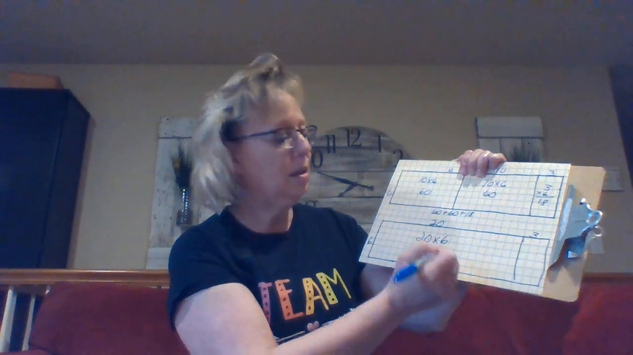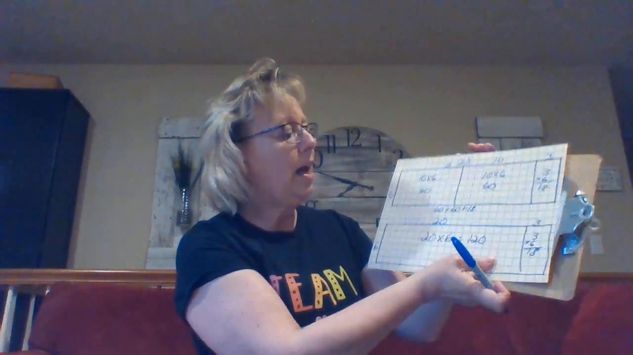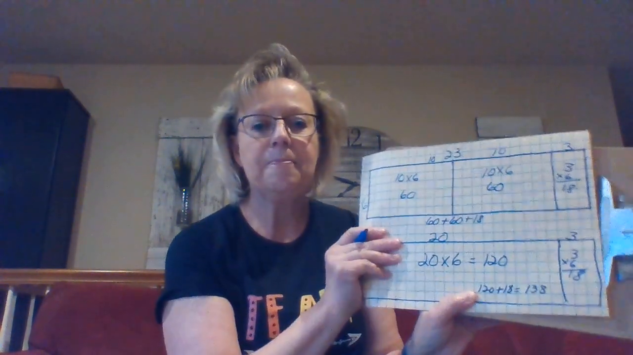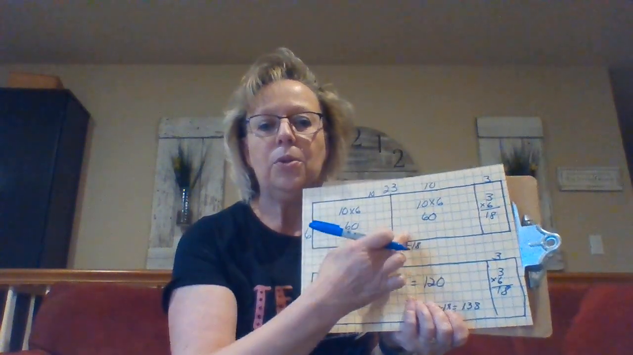Or I could think about it, instead of breaking apart by 10, I could do my 20 plus 3, kind of like expanded form. Here's my 20. So this equation would be 20 times 6, which would be 120, and then 3 times 6, which is 18, and 120 plus 18 gives me an answer of 138. Okay, so both of my answers would be the same.